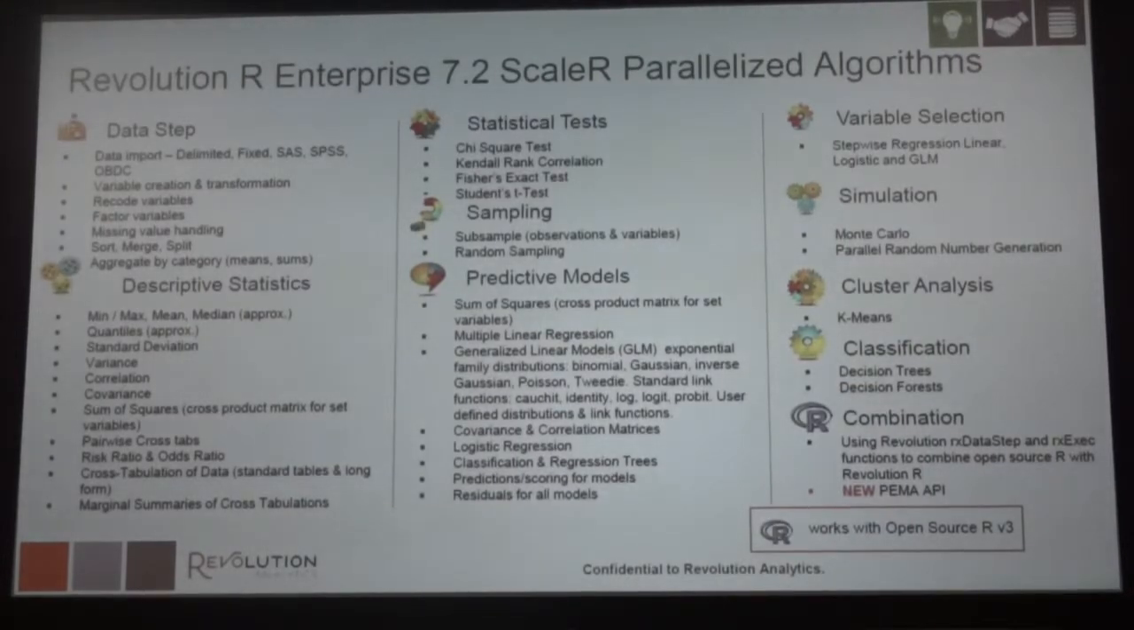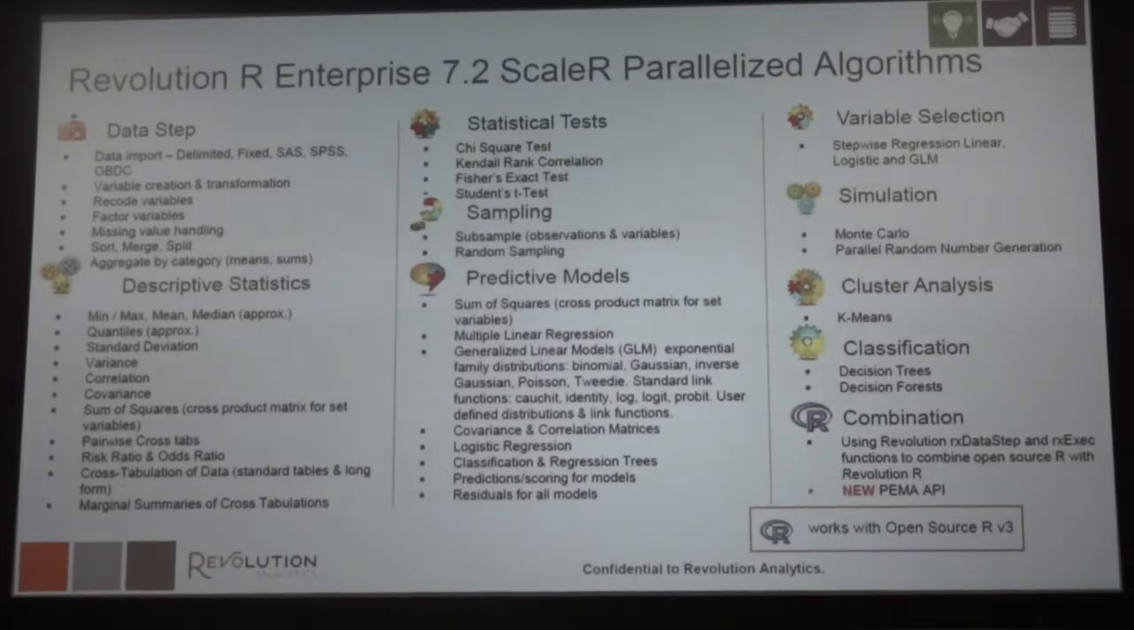What really people buy our product for is we've taken certain operations in open source R that our customers have said, we've got to do these day in, day out. We need them to run fast and at scale. We've rewritten those in C++ to run very fast, to run in parallel, and to run against little chunks of data streaming off the hard drive at a time. This is a list. It's pretty comprehensive.